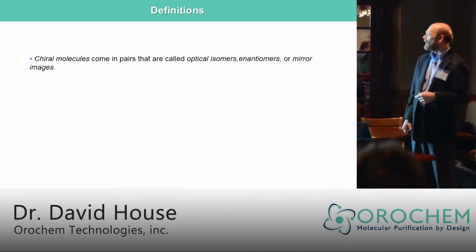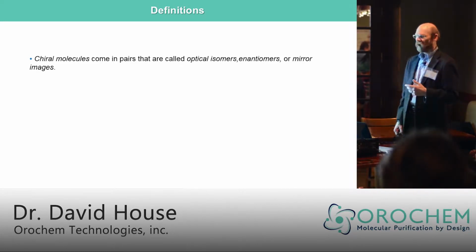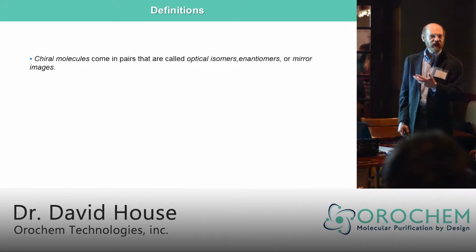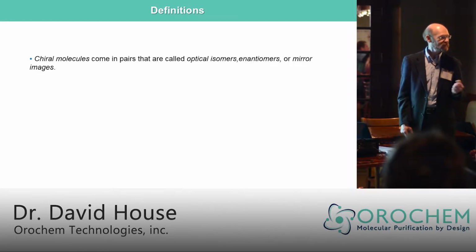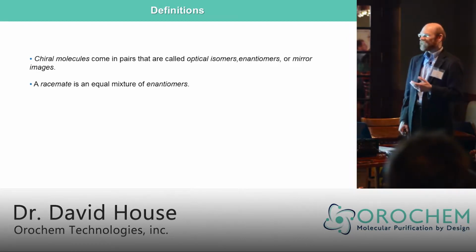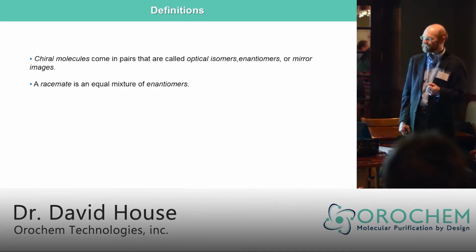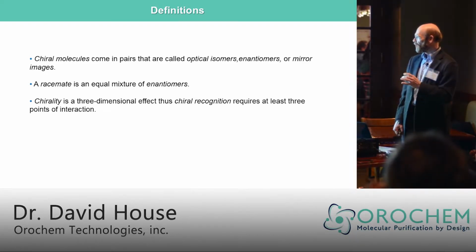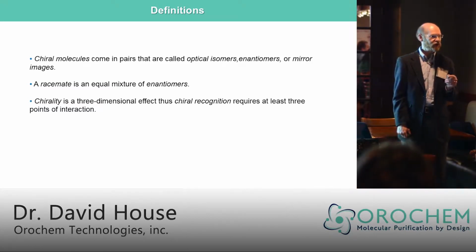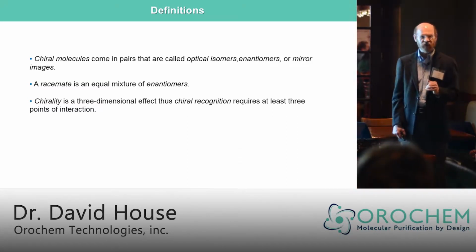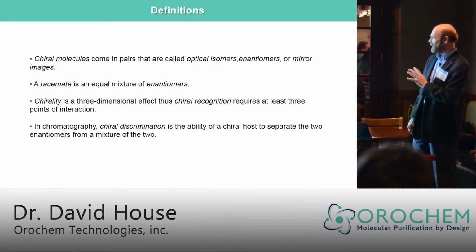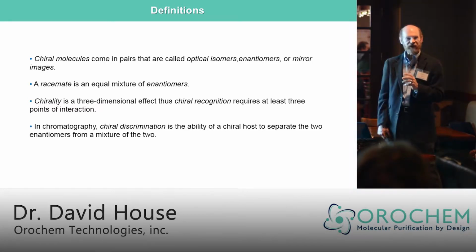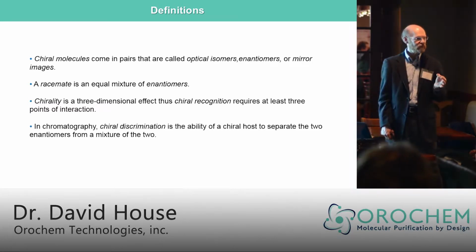Now, a few definitions. A chiral molecule, they come in pairs that are called optical isomers or enantiomers or mirror images. The terms are used interchangeably. A racemate is an equal mixture of enantiomers. Chirality is a three-dimensional effect. Thus, chiral recognition requires at least 3 points of interaction. And we'll look at that in more detail on a subsequent slide. Now, in chromatography, chiral discrimination is the ability of a chiral host to separate the two enantiomers of a mixture.